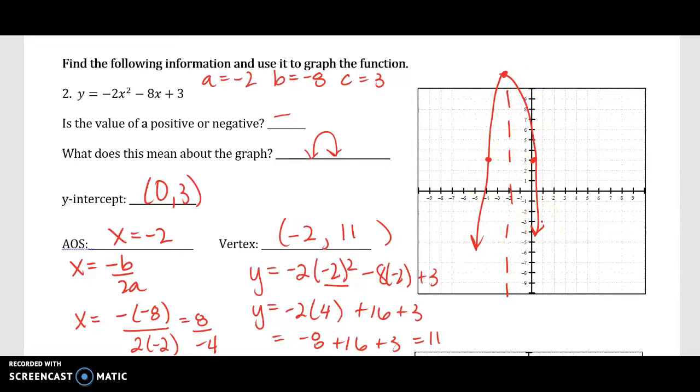So let's double check what we did. We said the value of a is negative, it opens down, check. Looks like everything's going pretty good. Let's try again.